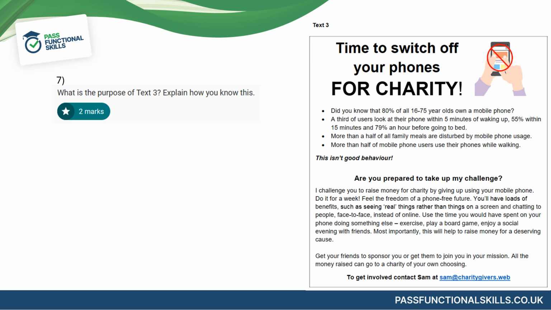Question 7. What is the purpose of text 3? Explain how you know this. Okay, so this is a 2-mark purpose question.